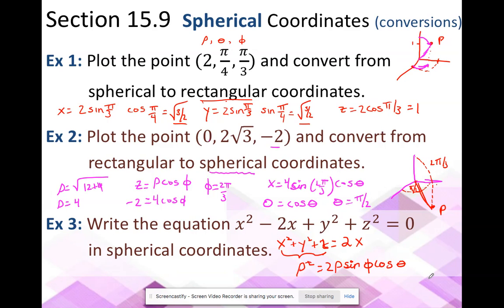If I really wanted to get rho by itself, I would take the square root of that, right? All right, let's do some calculus.